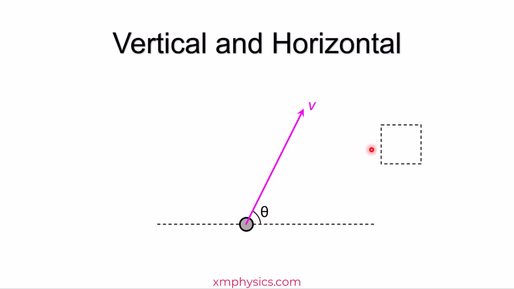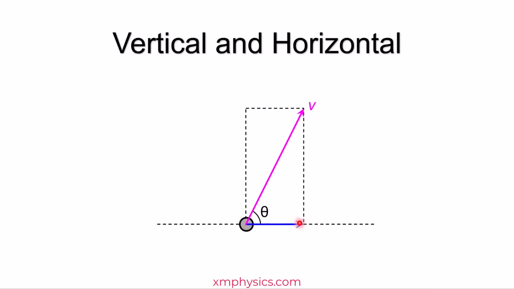First step, imagine a rectangle. The rectangle will have horizontal and vertical sides. Now, try to wrap this rectangle around the vector that you are trying to resolve. So it's going to look like this, right? Notice the vector that you are trying to resolve is the diagonal of the rectangle.